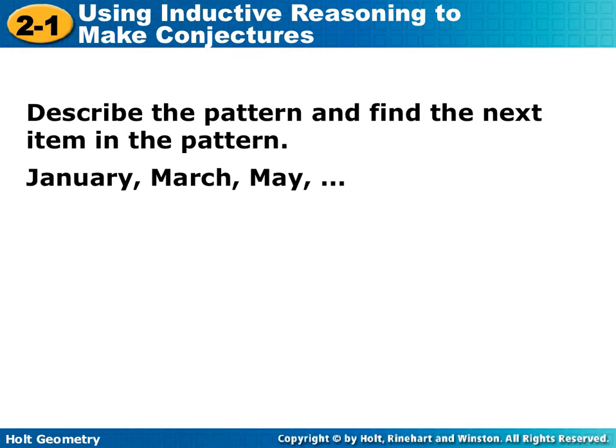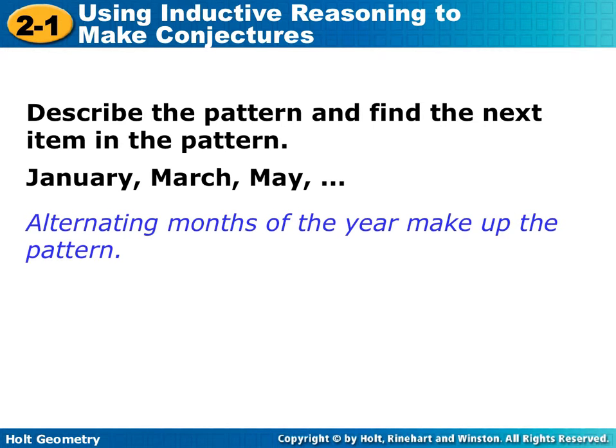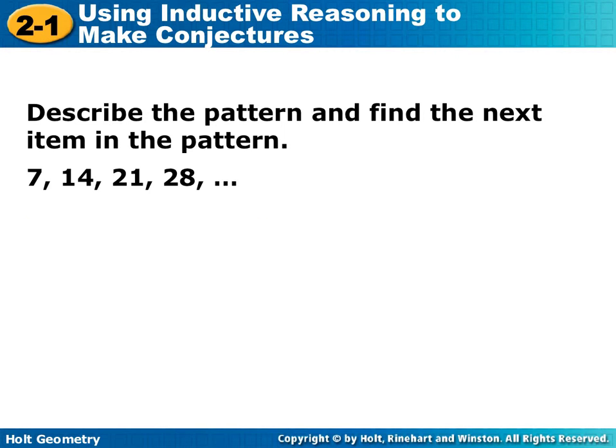All right, let's try Morgan. They went from January, they skipped February, March, skipped April, May, skipped June, and July. Okay, so they're giving us every other month. They're skipping one and then giving us the next one. They described it as alternating months of the year. July was the next one.